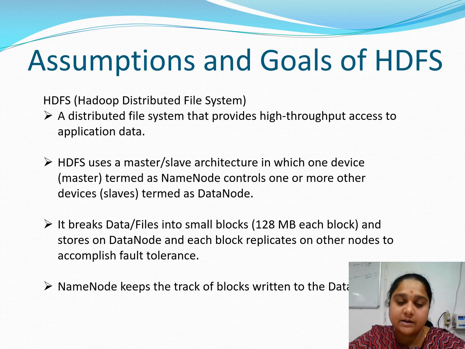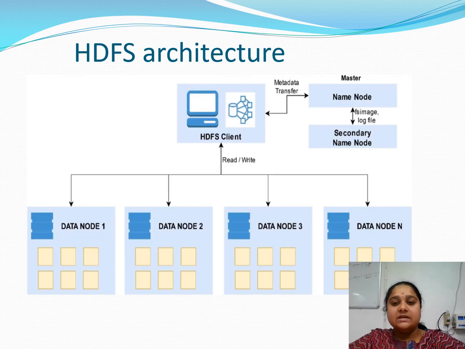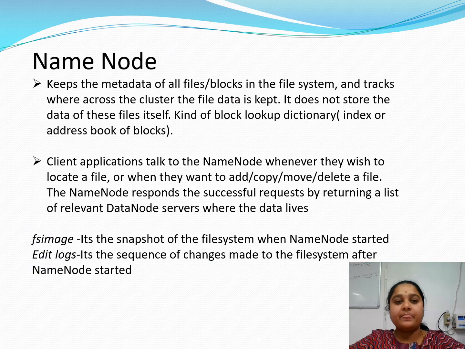And this name node is the master node, because it keeps track of all the data nodes. If there is any loss of data, the name node will first check where the data is lost and how to retrieve the data. This is the HDFS architecture. As we said, HDFS architecture will have the name node and the secondary name node. Name node will have the data called FS image and log files, the location of the data nodes, and the replication factor of the data.